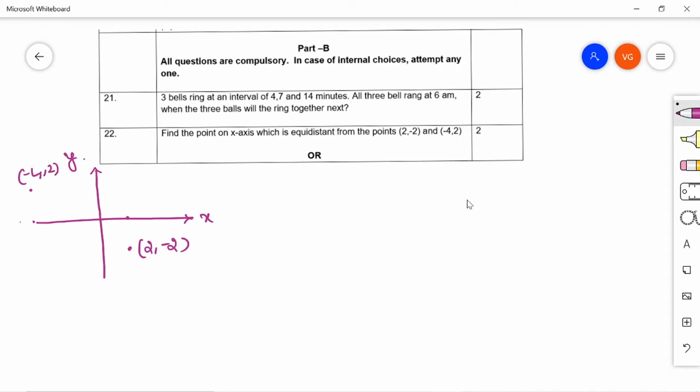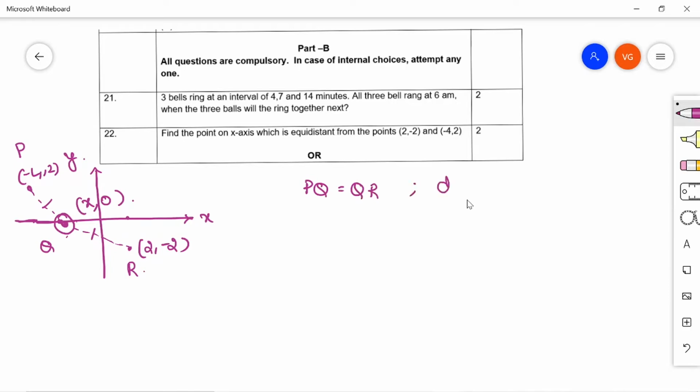So you have to assume another point on x-axis which is at equal distance from these 2 points. So let us say somewhere here on the x-axis, they are telling no. So the y coordinate will be 0. So I am taking it as (x, 0). So I am taking this point as P, this is Q and this is R. So according to the question, PQ should be equal to QR.